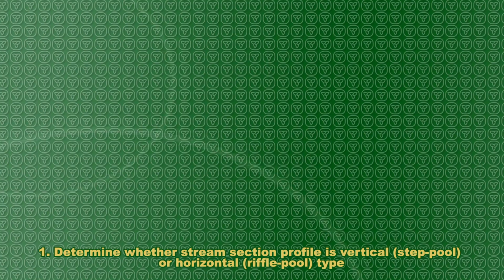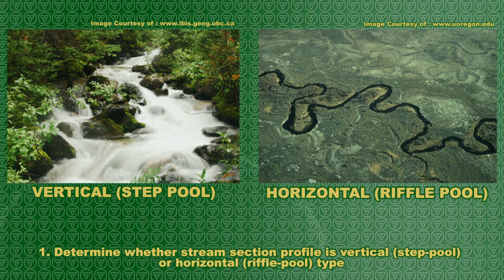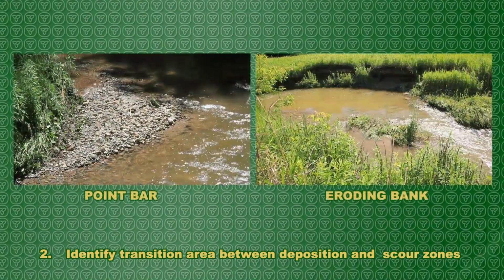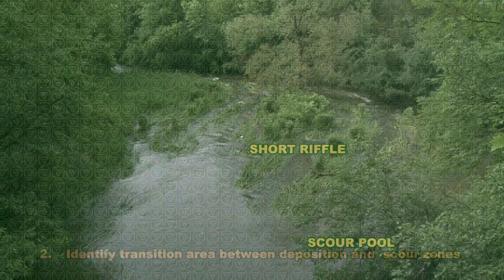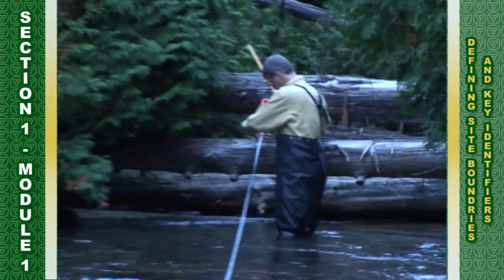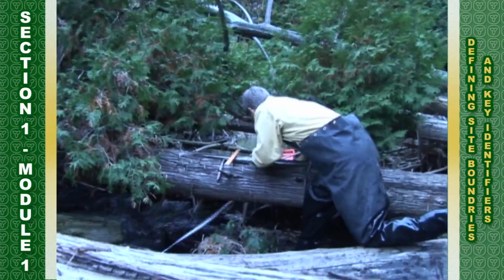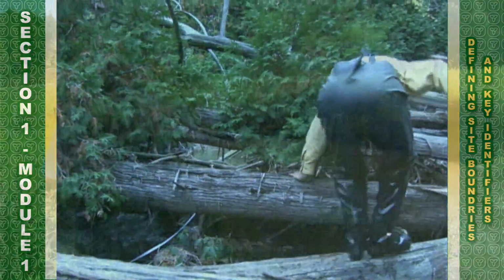Determine whether stream section profile is vertical or horizontal. Identify transition areas between deposition and scour zones: point bar to eroding bank, scour pool to short riffle. When you think you find the crossover, it will have a relatively uniform bed profile, and the bankful level will be at the same height on both sides.